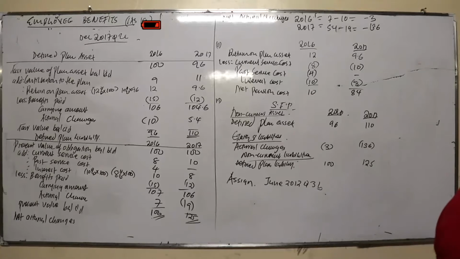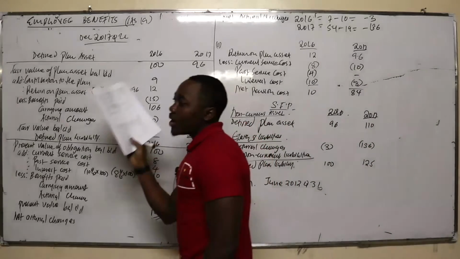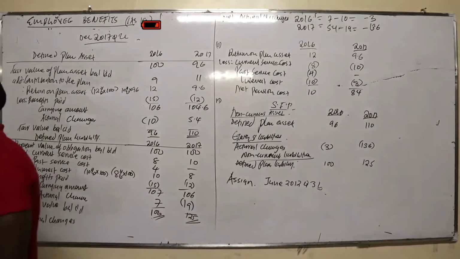Unquoted equity investment. If the quoted is a non-current asset, therefore unquoted equity investment is a what? Very wrong. It's still a non-current asset. What's the difference between quoted and unquoted? Quoted, that means you're investing in shares of a public company. Unquoted, you're investing in shares of a private company. That's the difference. Both of them are non-current assets. Quoted, you're investing in shares of a listed company on the NSE. But for unquoted, you're investing in shares of a private company.